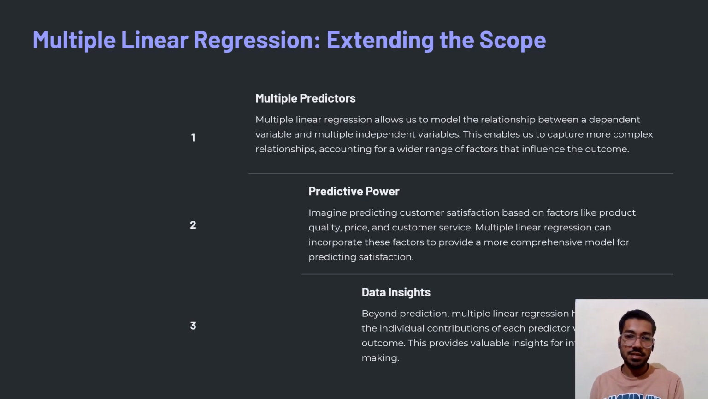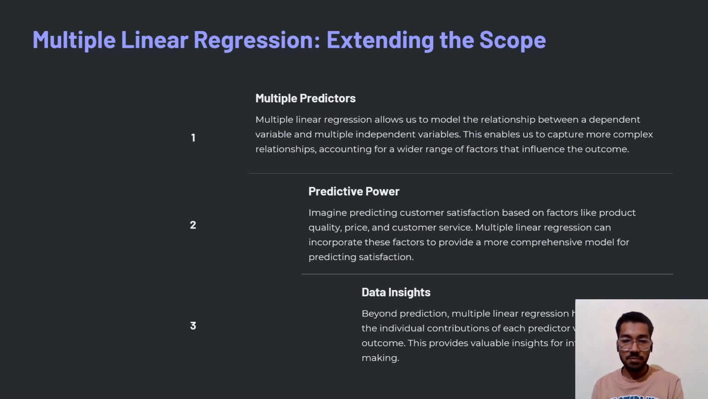Multiple linear regression, extending the scope. Multiple predictors. Multiple linear regression allows us to model the relationship between a dependent variable and multiple independent variables. This enables us to capture more complex relationships, accounting for a wider range of factors that influence the outcome.